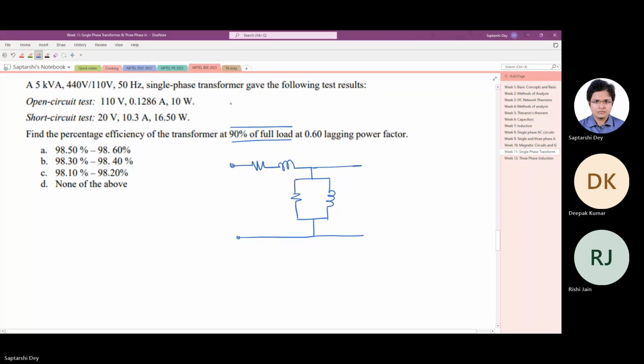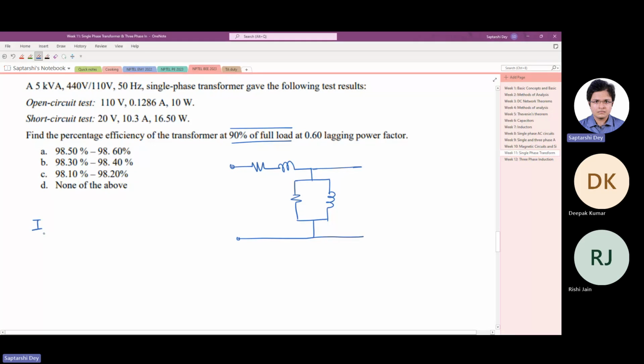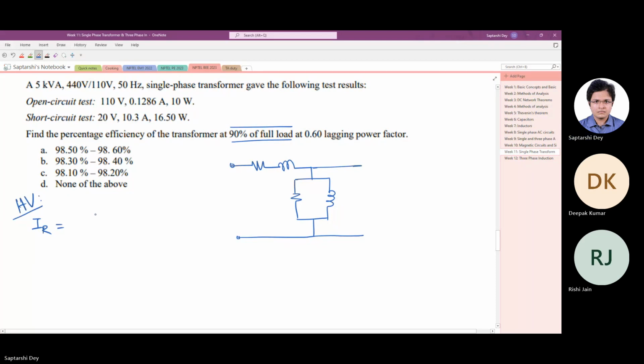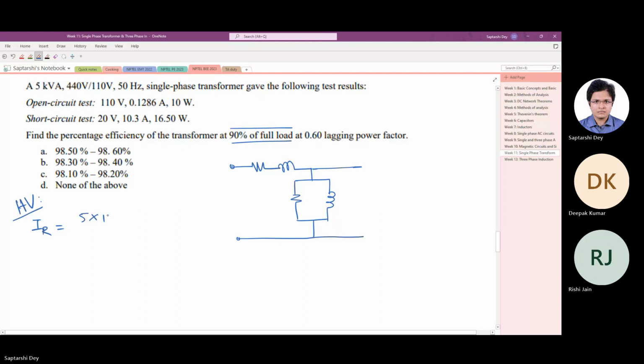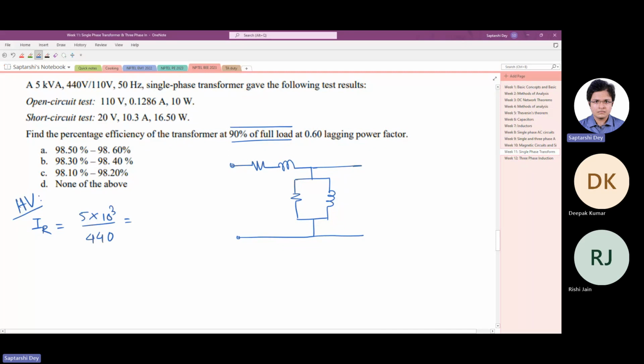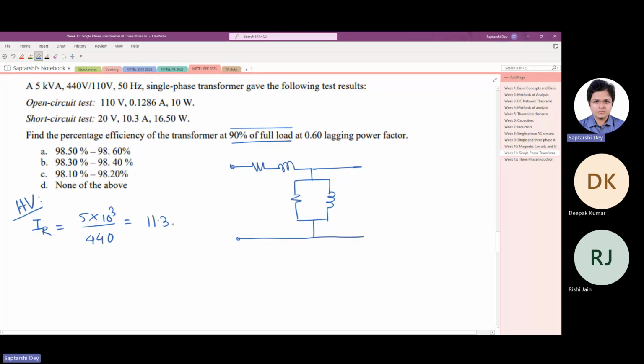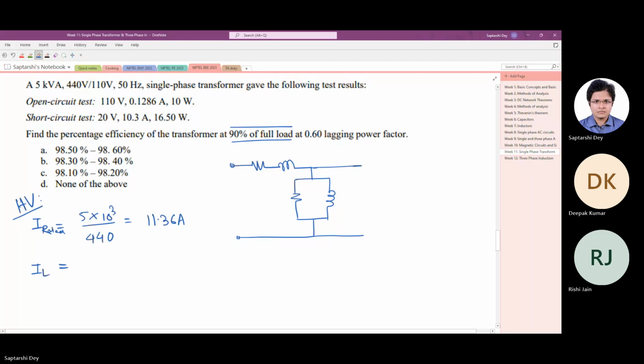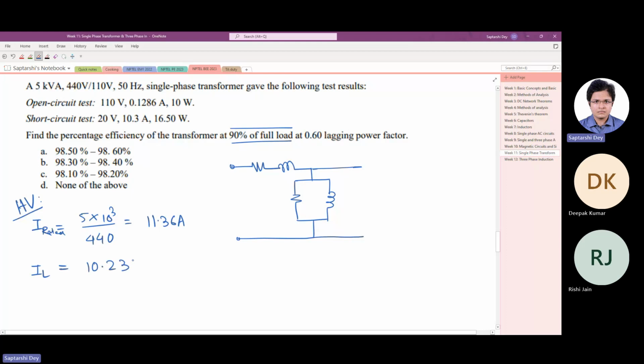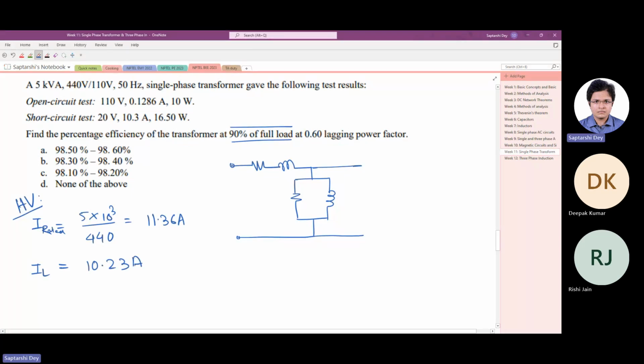Okay, so what is the rated current at the high voltage end? At the high voltage side, the rated current is 5 kilovolt ampere by 440 volt, which would give you 11.36 ampere, I rated. So the load current that is flowing now is 90% of this, which is 10.23 ampere.